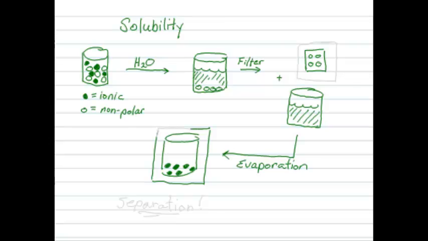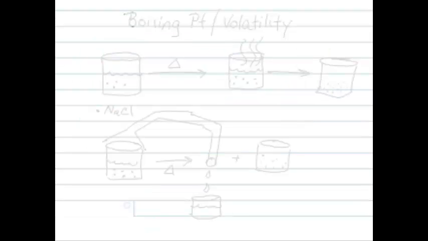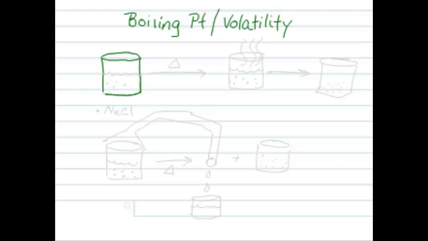Now, another property that is commonly exploited in separating chemicals is the boiling point or the volatility of a compound. Let's say we were to start off with a flask just containing water and sodium chloride, so simple brine, saline. If we wanted to remove the water from the sodium chloride, all we would have to do is heat up that water.